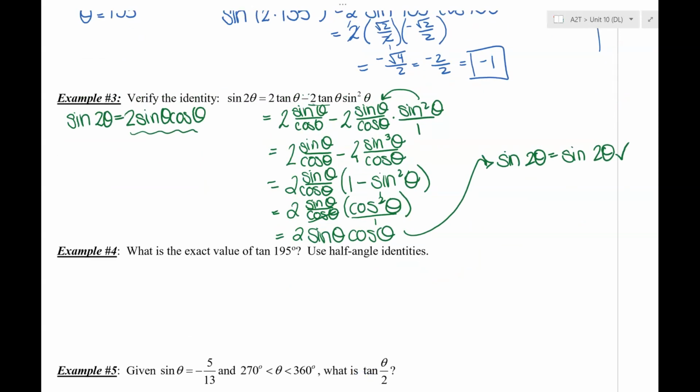Okay, example 4. Get it? Angle? Totally didn't even mean to make that funny. That's amazing.